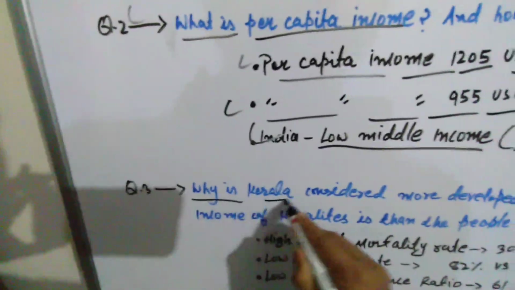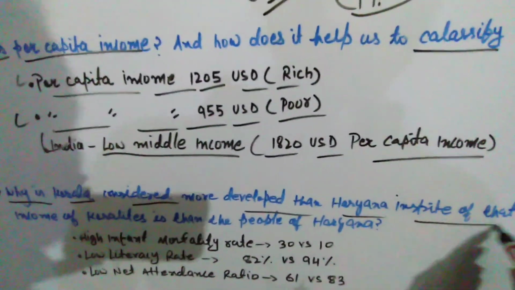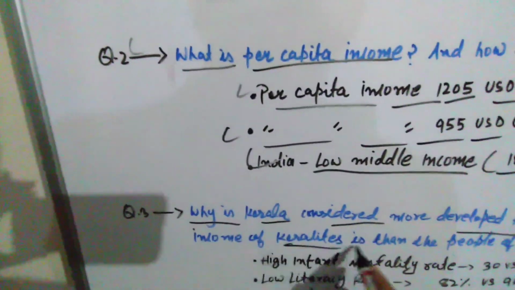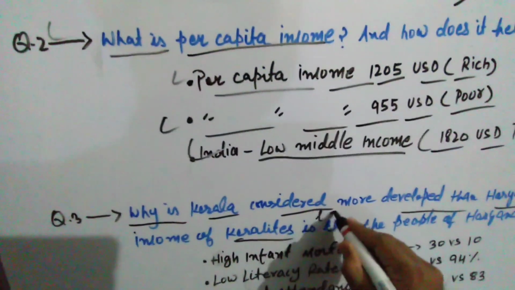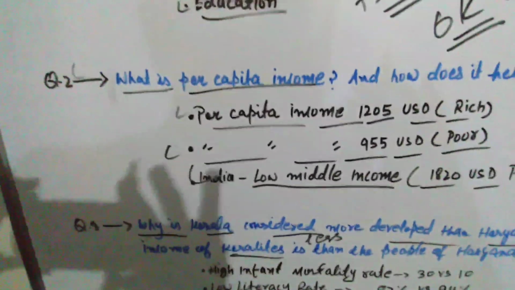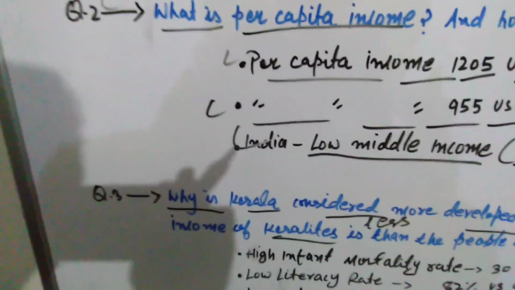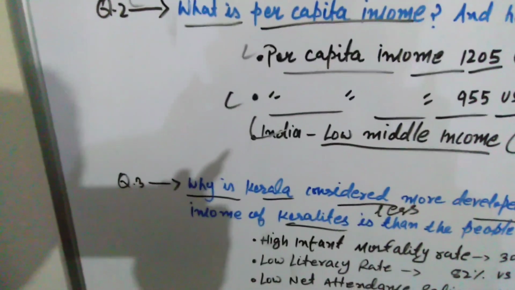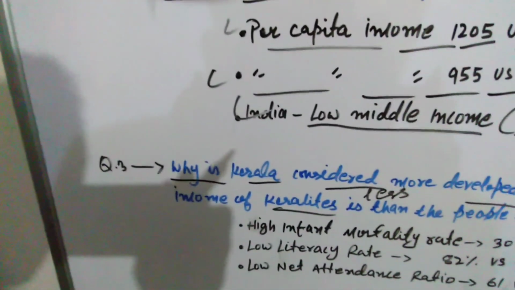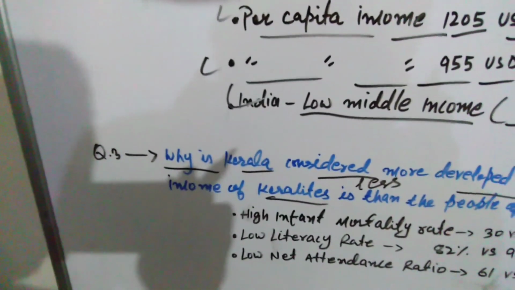Why is Kerala considered more developed than Haryana, in spite of that, average income of Keralites is less than the people of Haryana? So, dear students, income is one of the most favored attributes of development, but it is not optimum standard or fixed yardstick to measure development of a country or state.